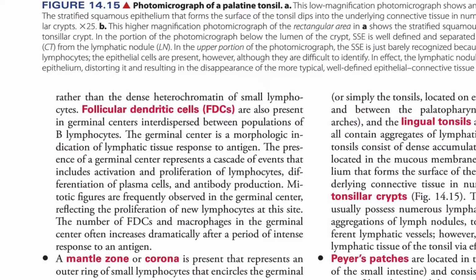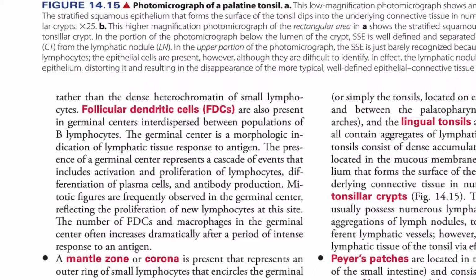The presence of a germinal center represents a cascade of events that include activation and proliferation of lymphocytes, differentiation of plasma cells, and antibody production. Mitotic figures are frequently observed in the germinal center, reflecting the proliferation of new lymphocytes at this site.